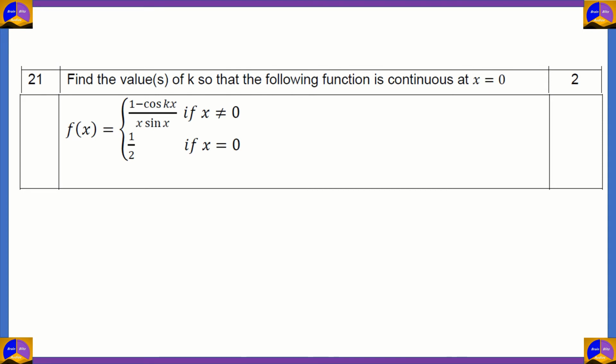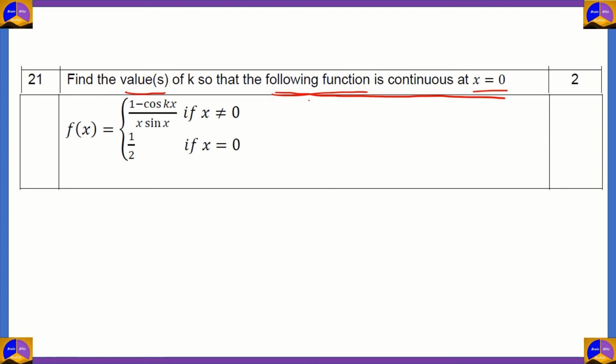Now to question 21. In question 21, you have to find the value or values of k so that the following function is continuous at x equals 0. So over here, the condition is given that the function is continuous at x equals 0. F of x is 1 minus cos kx divided by x sine x if x is less than 0, 1 by 2 if x is equal to 0.